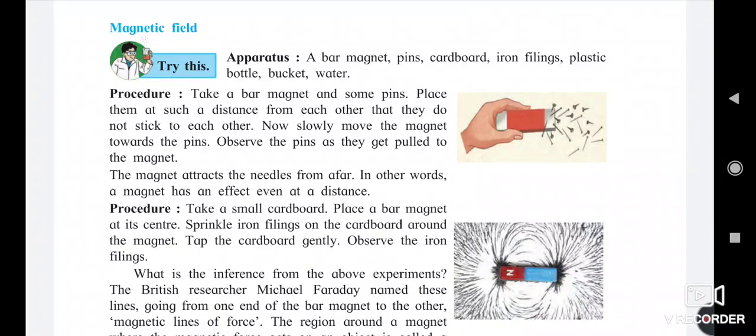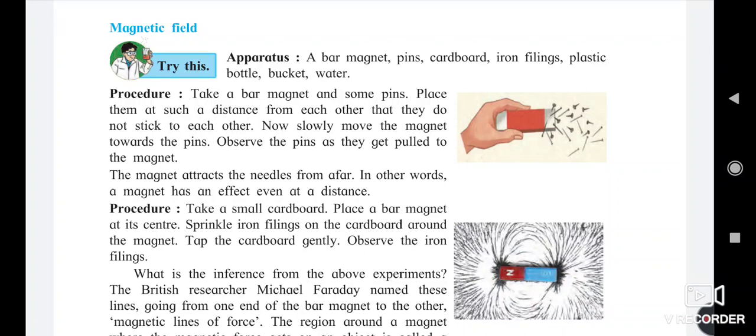For this, we can prove that the magnetic field exists. We have to prove it with an experiment. Okay, the experiment.